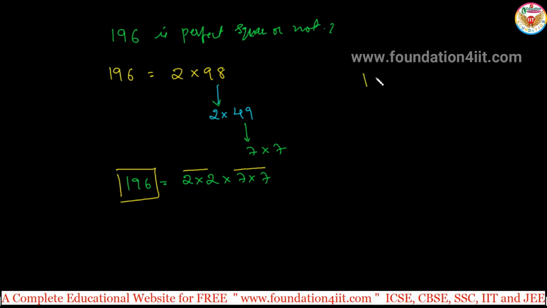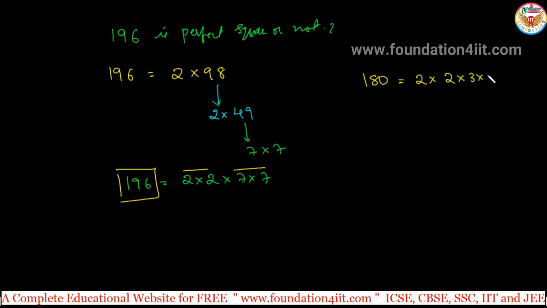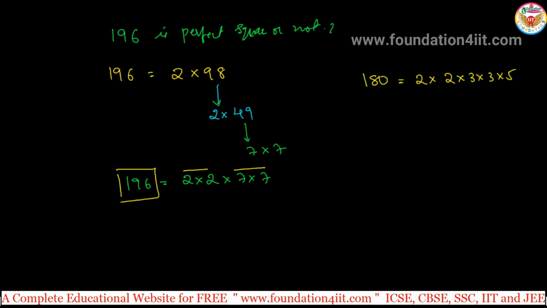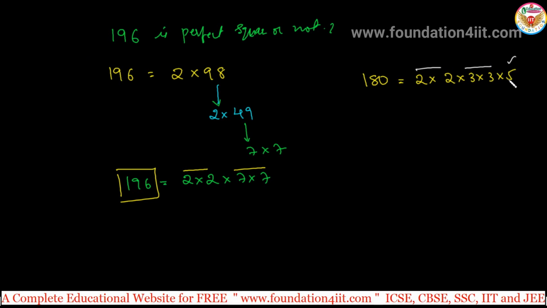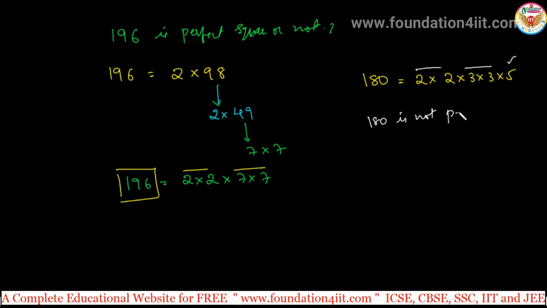Okay, for example, take 180. If you factorize it, you get 2 into 2 into 3 into 3 into 5. 2 into 2 is 4, 4 into 3 is 12, again 12 into 3 is 36, into 5 is 180. Here 2 is one pair, 3 is one pair, and 5 is alone, so it cannot be grouped in pairs. One factor 5 is left. So 180 is not a perfect square.